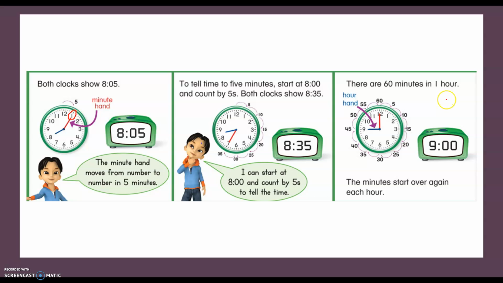Remember, there's 60 minutes in an hour. So the hour hand will move every 60 minutes to the next hour. The minute hand starts over again. So it takes 60 minutes for the minute hand to go all the way around the clock. And you can see there's 60 little dashes all around. Every 5, 1, 2, 3, 4, 5 is 5 minutes. Think of it like a number line.